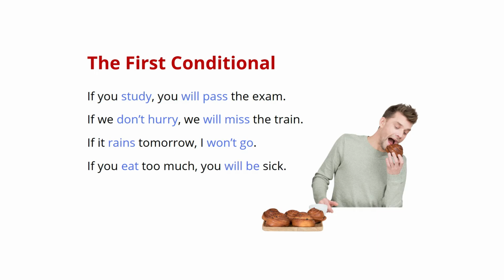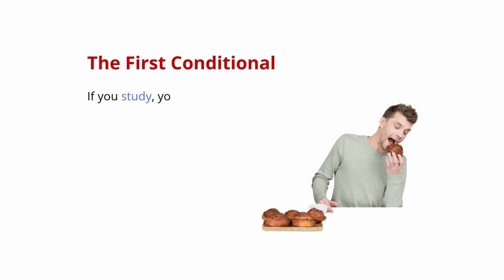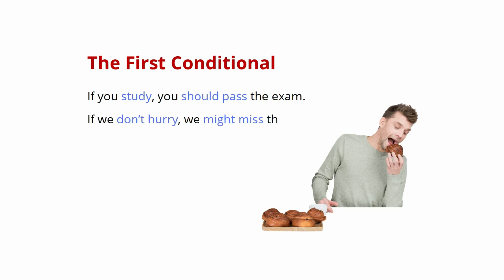These sentences are talking about a present or future condition, and the probable future result. The second clause usually uses the modal verb, will, but other modal verbs are often used. We could say, if you study, you should pass the exam. If we don't hurry, we might miss the train. Again, the order can be changed. You will be sick if you eat too much.